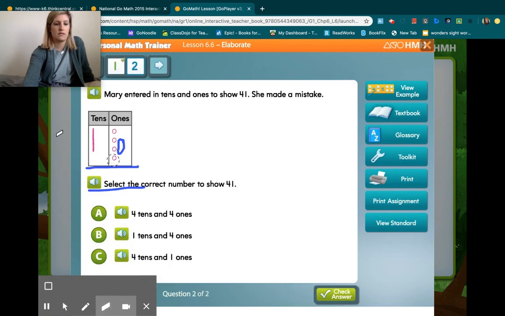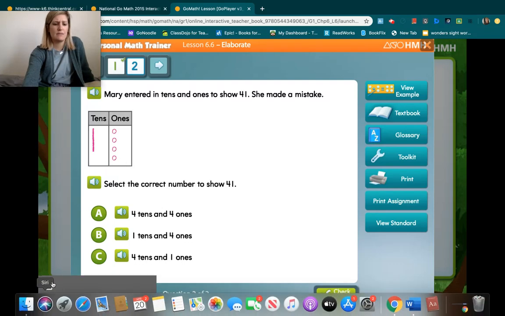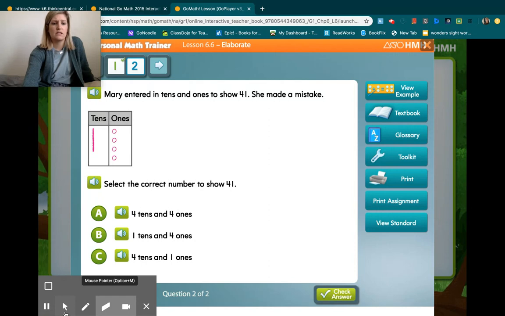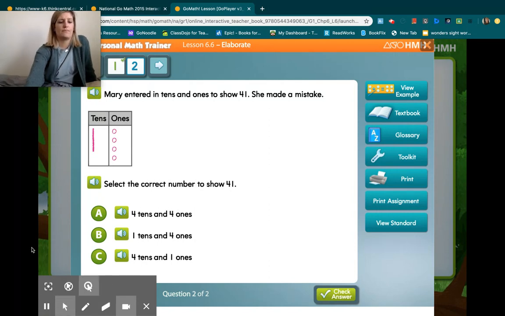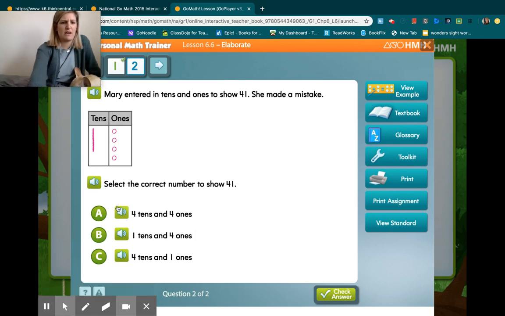Let me erase this. While I'm erasing, I'm going to read for you guys. It says, Mary entered in tens and ones to show 41, but she made a mistake. Select the correct number to show 41. Well, first let's try and figure out what Mary's mistake was. So she's supposed to be showing 41.